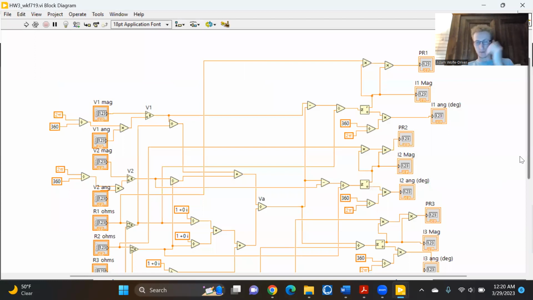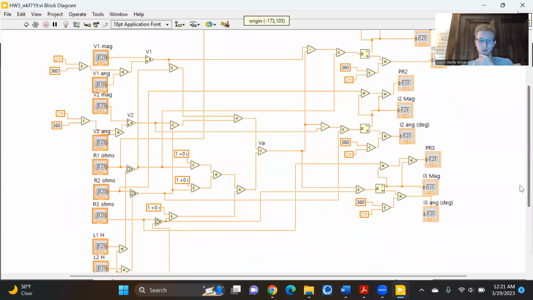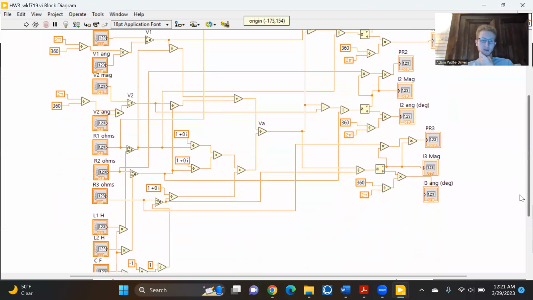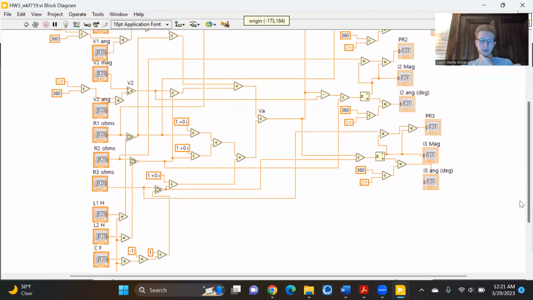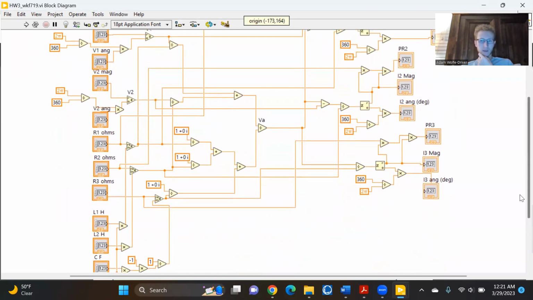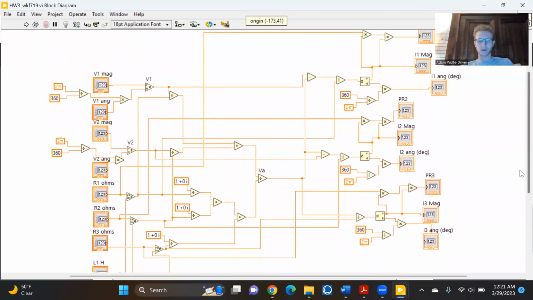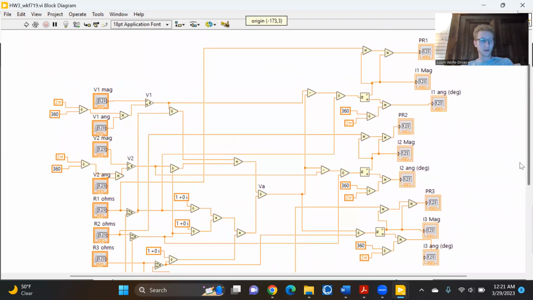Here's our block diagram. I know it looks like a bit of a mess, but I assure you this was very easy to create. It didn't take very long, and really the problem didn't take very long either by hand, as you'll see in my report.